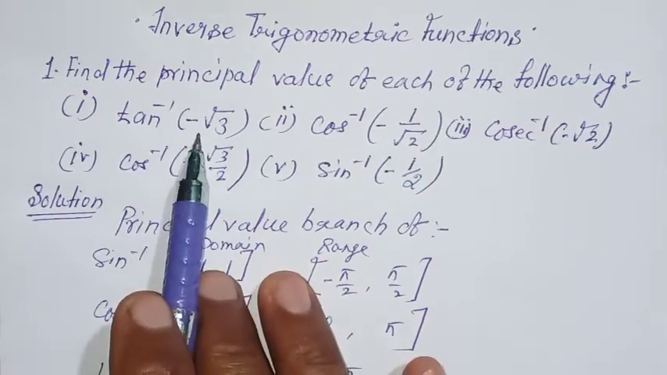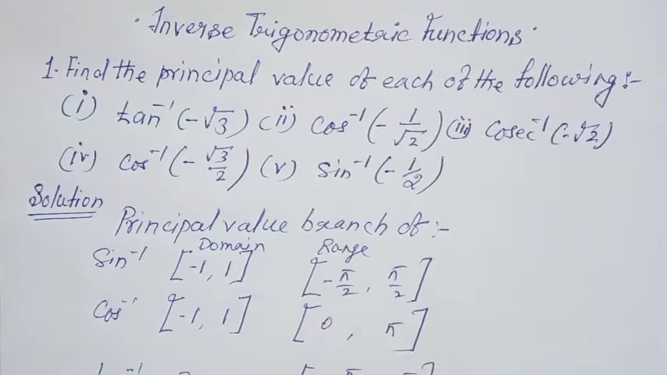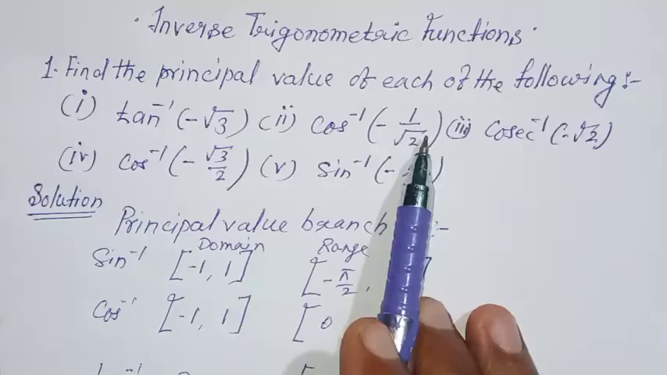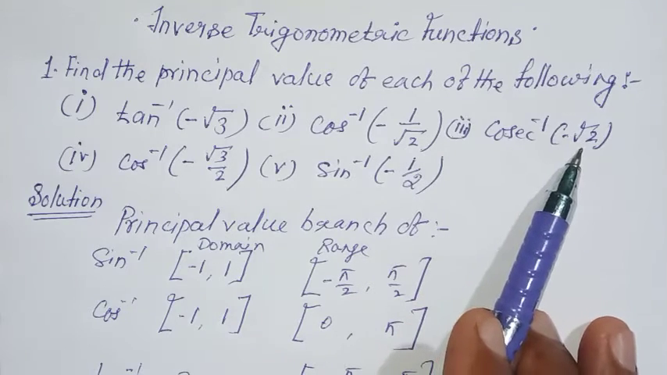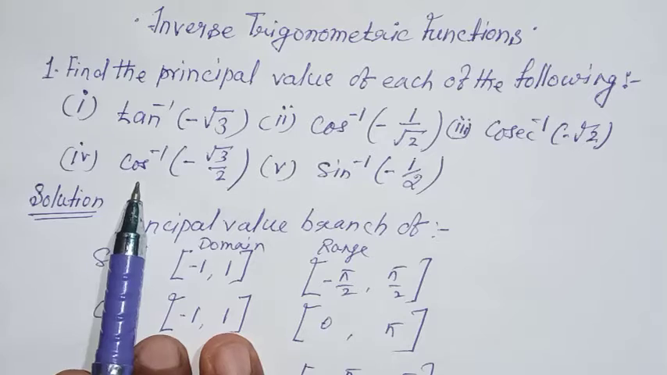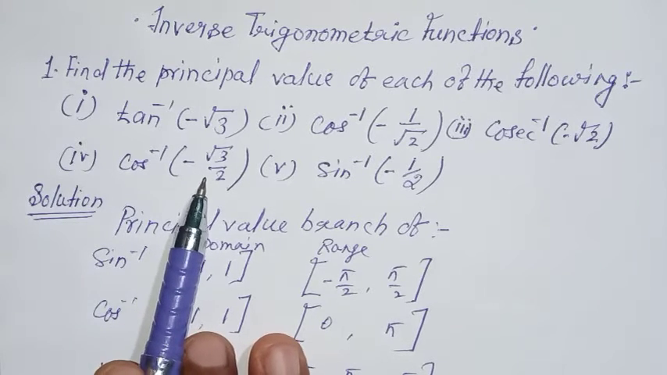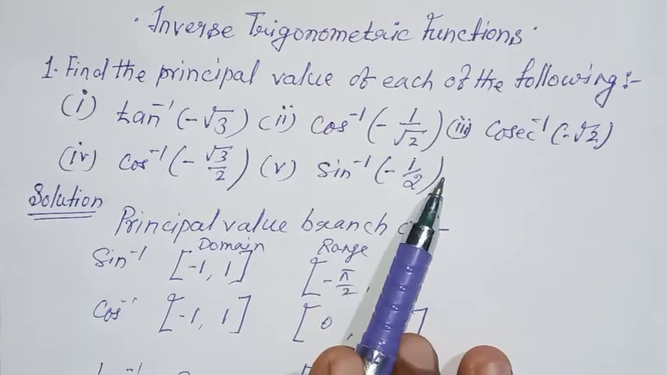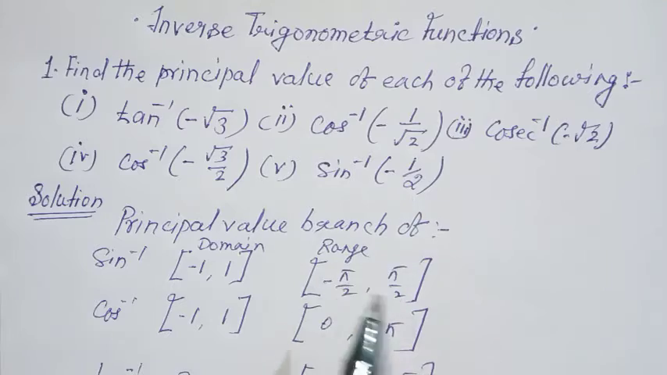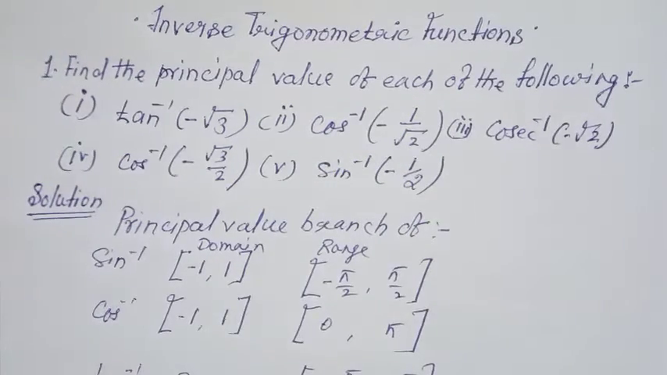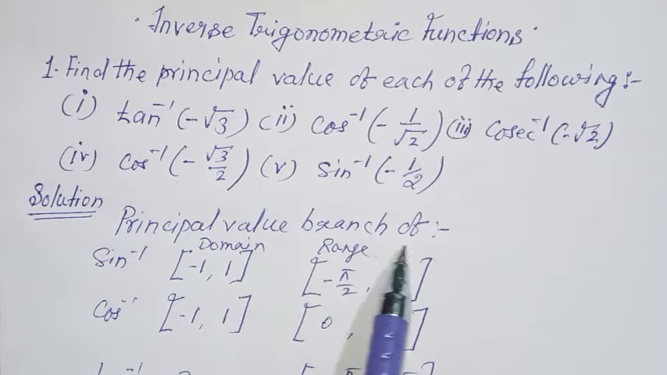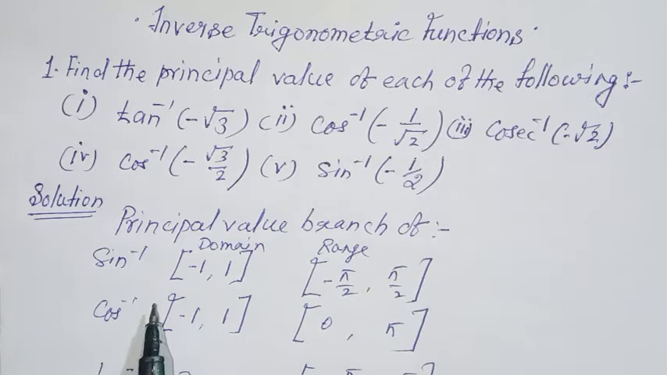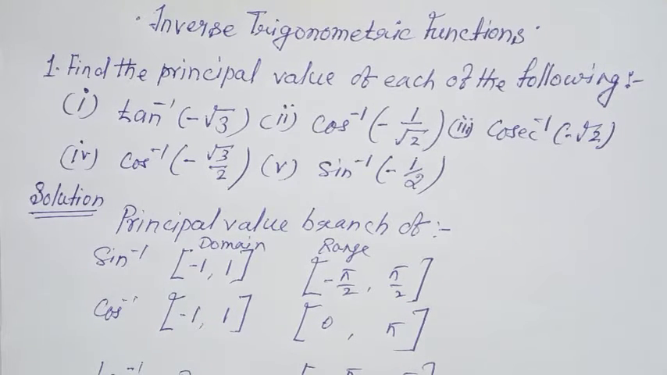You see, tan inverse minus root 3, cos inverse minus 1 by root 2, cosec inverse minus root 2, cos inverse minus root 3 by 2, sine inverse minus 1 by 2. So if you want to solve this type of sum, you must know the principal value branch of sine, cos, tan, cosec, sec and cot.